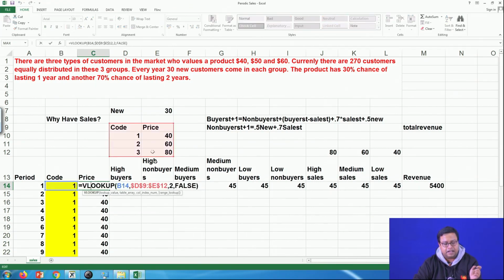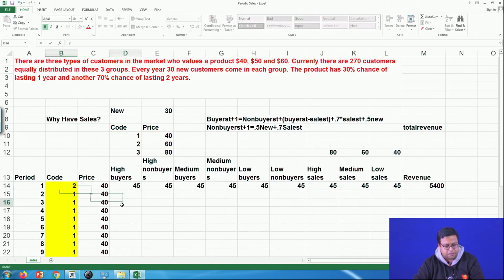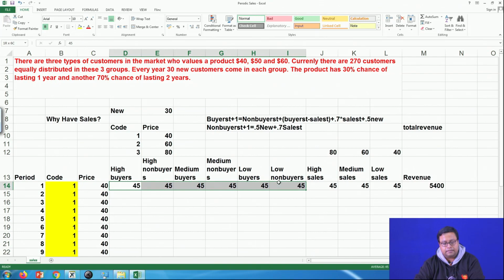So VLOOKUP 1 in this particular table, 2 comma false. That means if this code becomes 2, this price will become 60. If this code becomes 3, this price becomes 80. Right now I am keeping it as 1. So 40. So if this is 40 and these are the buyers, then how much sales will happen?